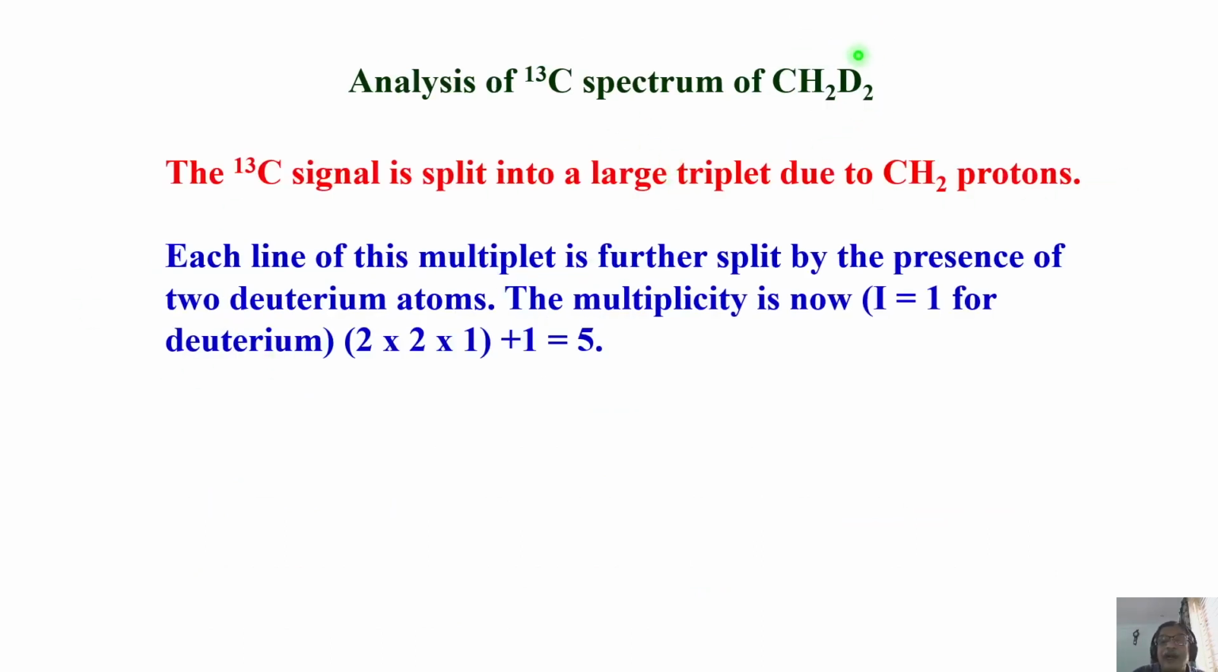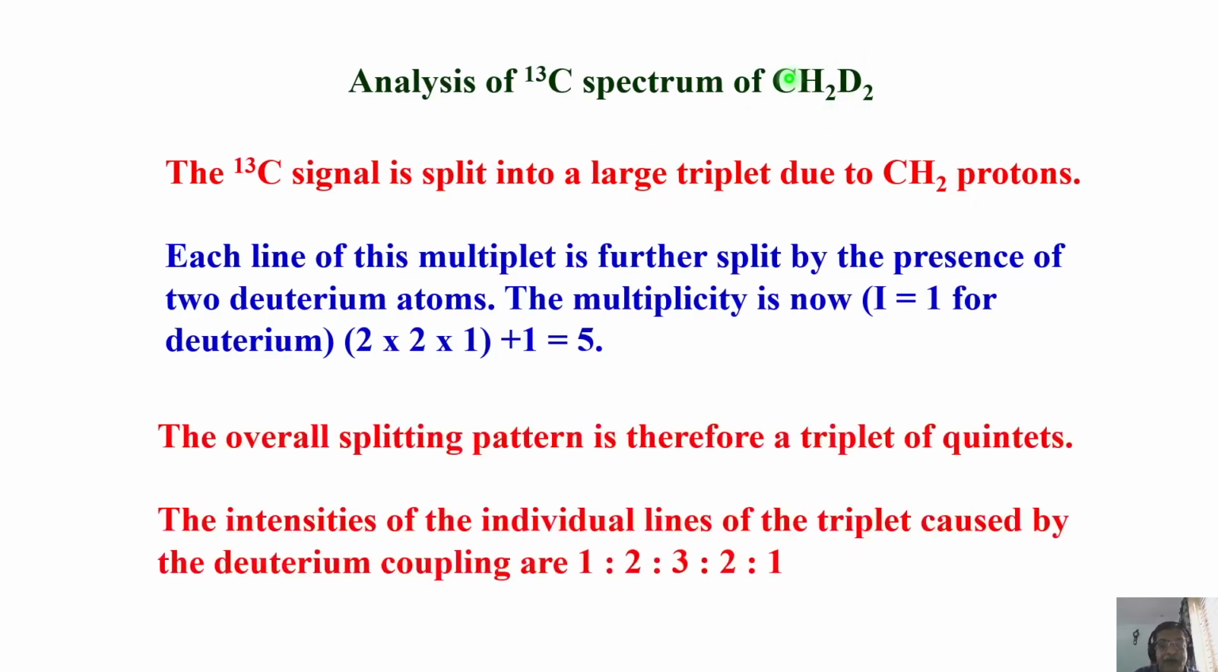But now deuterium is also coupled. It is not simply sitting here. That will couple to this carbon. Then what is going to happen? Each line of this carbon 13 triplet is split into 5 lines by deuterium. Why does it split into 5 lines? I told you in the previous example of proton. Just as it split the proton into 5 lines, these two equivalent deuteriums also split carbon 13 into a 5 line pattern.